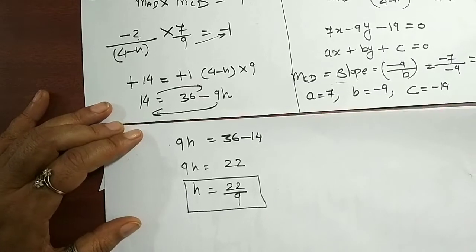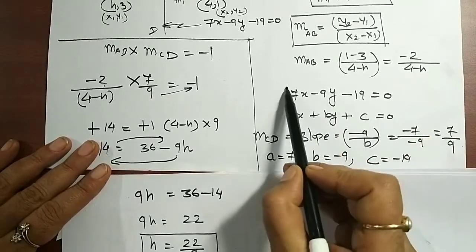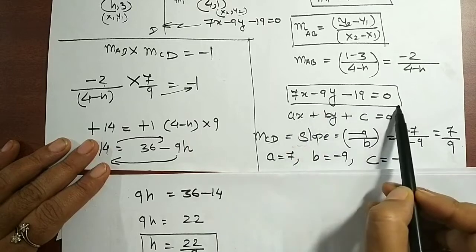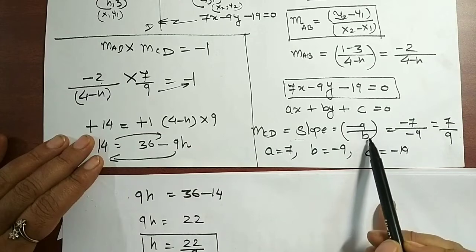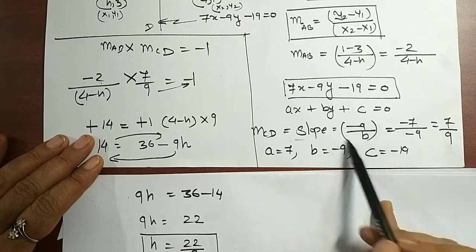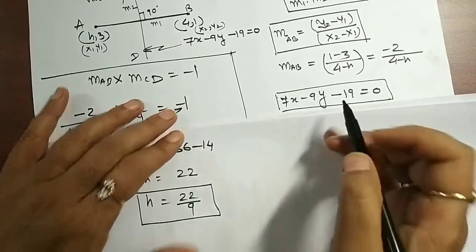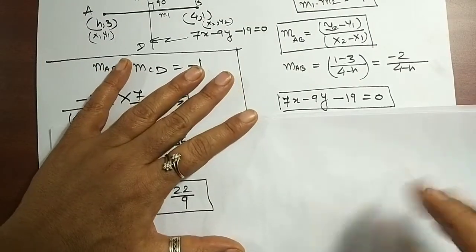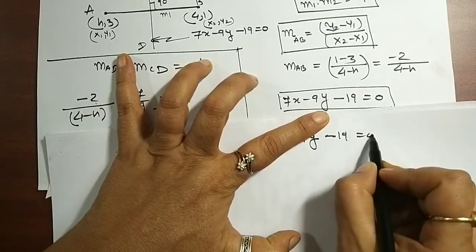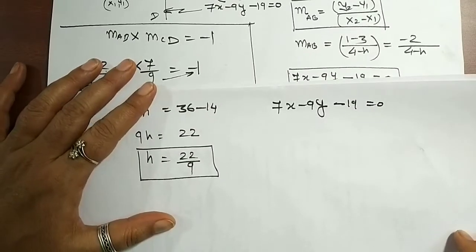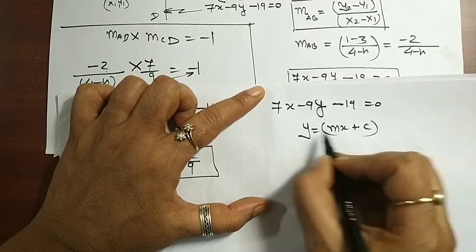I just wanted to tell you one small thing here: if any line is given, there are two methods to find out the slope. One method I told you is minus A by B. If you are not comfortable with this method, there is another method to find out the slope, and let me explain it. Suppose this is the line given and you completely forgot the formula for slope. So what you can do is convert it into y is equal to mx plus c form.